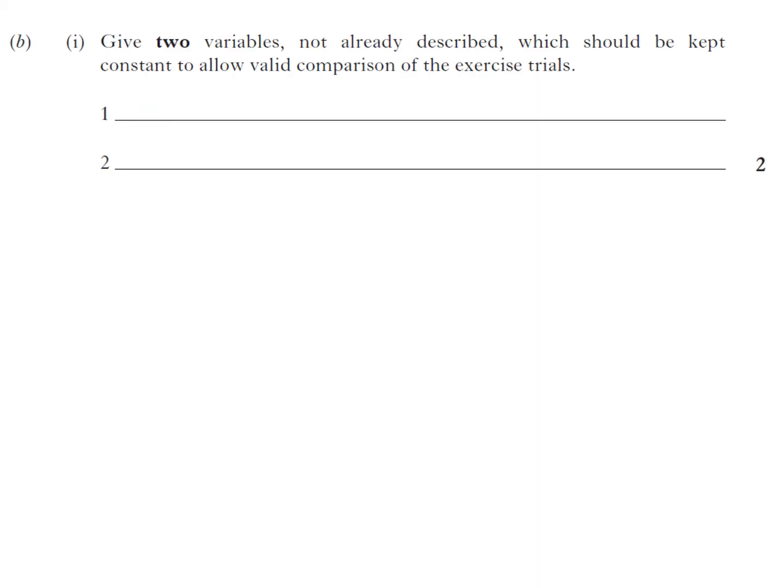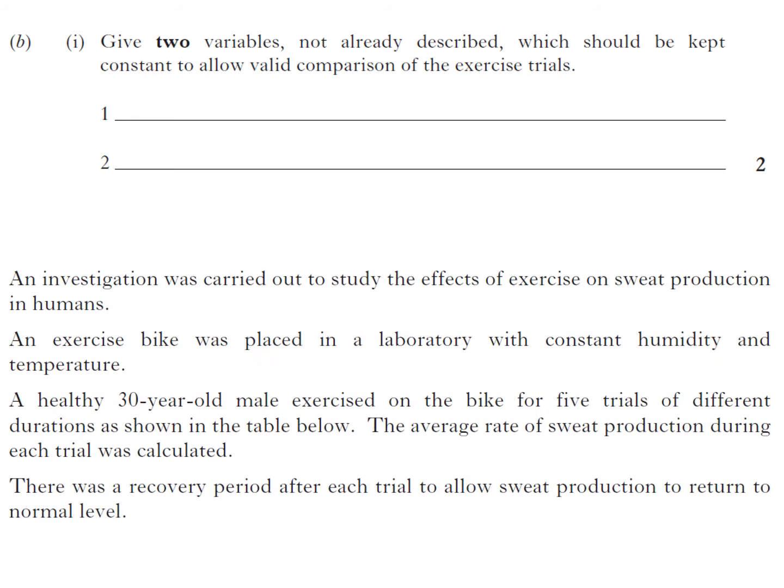Okay, so we are asked to give 2 variables, not already described, which should be kept constant to allow valid comparison of the exercise trials. So what have we got that we are not going to be able to change? We're told who it is, so it's going to be the same person, so we can't change that, that's fair enough. We have constant humidity, and we have constant temperature already stated, that's fair enough.